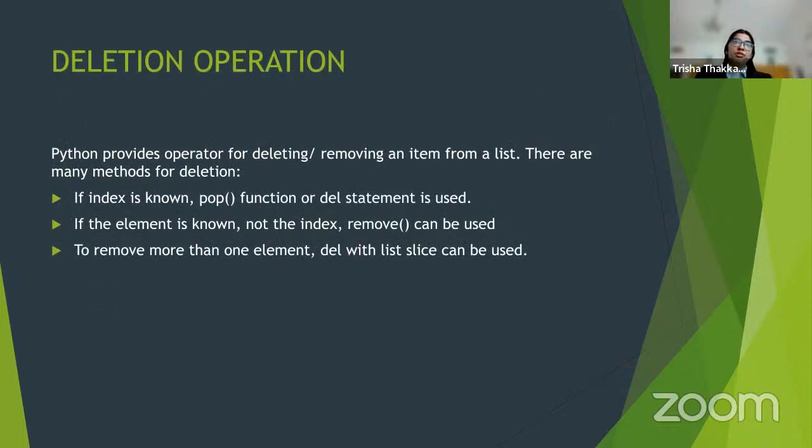Deletion operation. Python provides several ways to delete an element or a group of elements in a list. There are many different methods for this. If the index is known, either the pop function or the del statement is used. If the element is known but not the index, the remove function is used. And to remove more than one element, the del statement is used with list slicing.